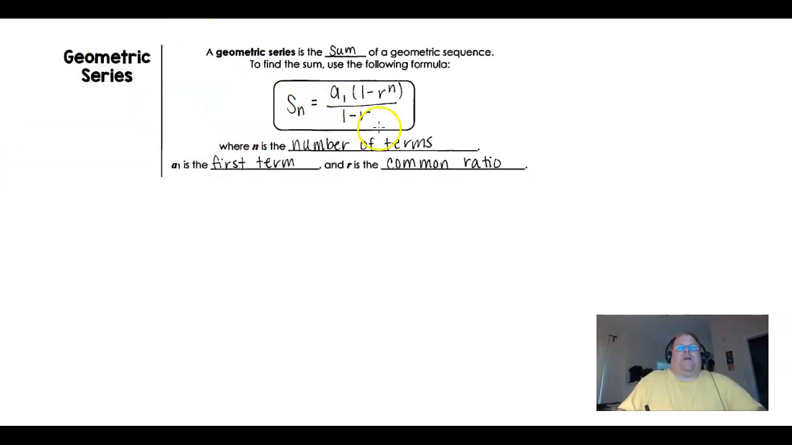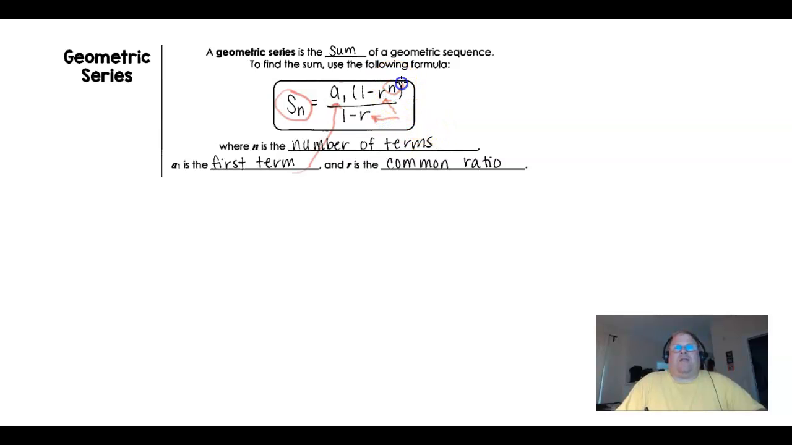Alright, so again, this means the sum of whatever number of terms we're adding up. We know this is the first term. Again, I have some of that stuff written down here. This is the first term. We've got the ratio here and here, so we have it in two spots.